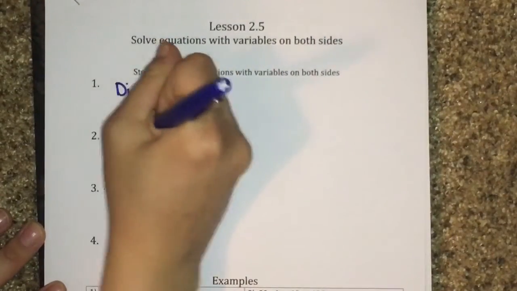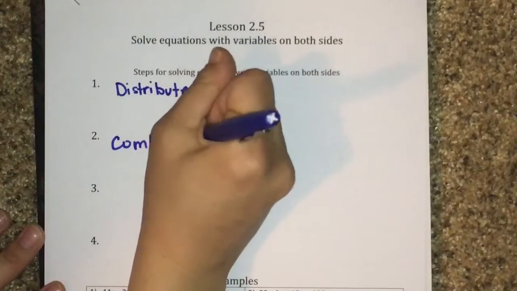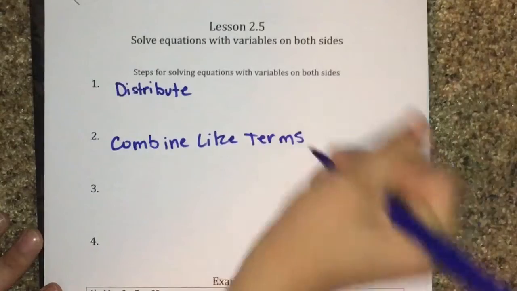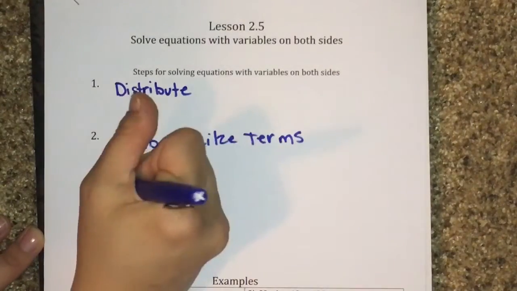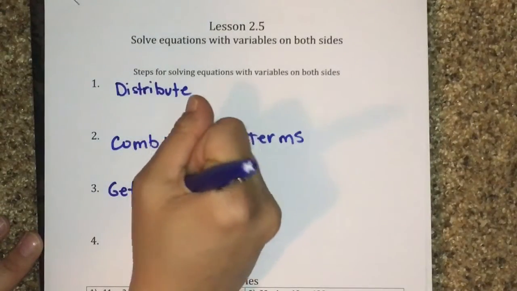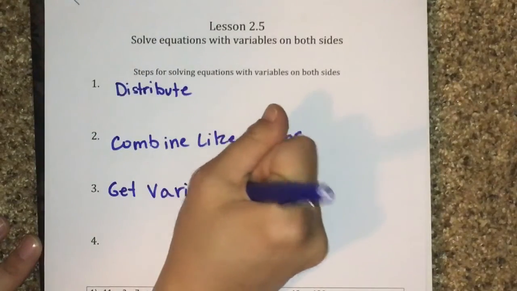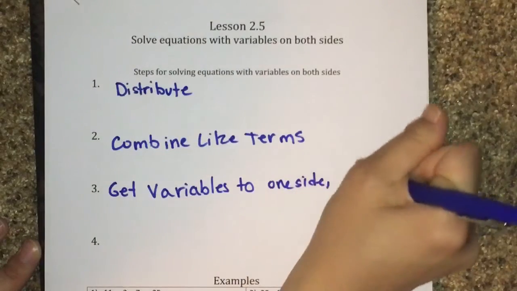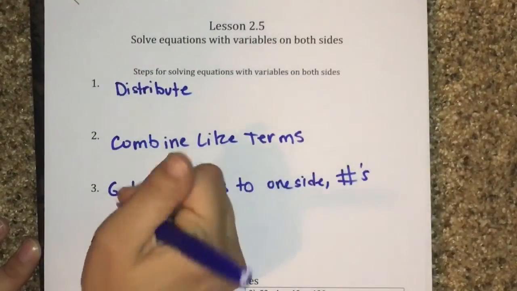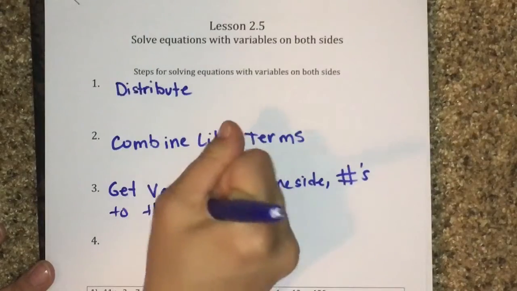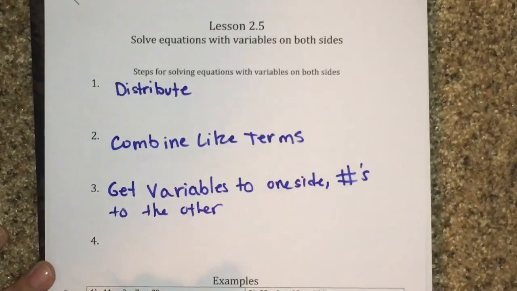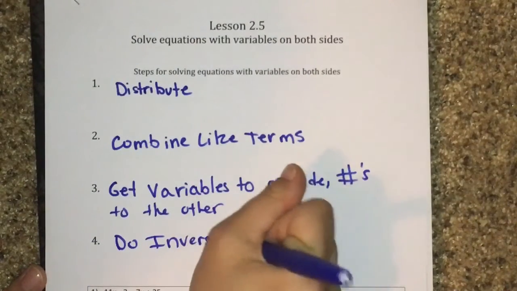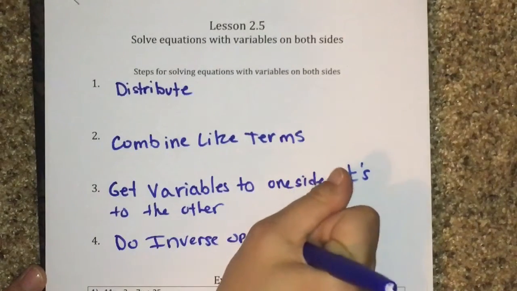Step 2, combine like terms. Step 3, get your variables to one side and your numbers, your constants, to the other. Step 4, do your inverse operations.